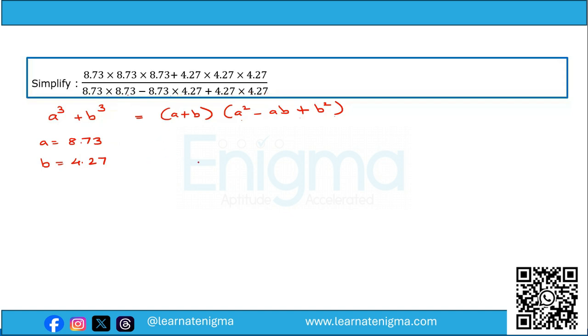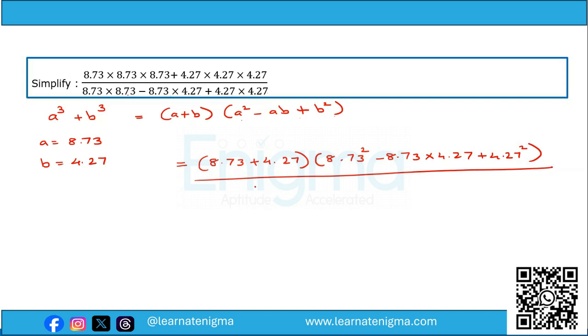So therefore, this given equation basically gets transformed into (8.73 plus 4.27) into (8.73 square minus 8.73 into 4.27 plus 4.27 square) upon, in the denominator also we have 8.73 square minus 8.73 into 4.27 plus 4.27 square.